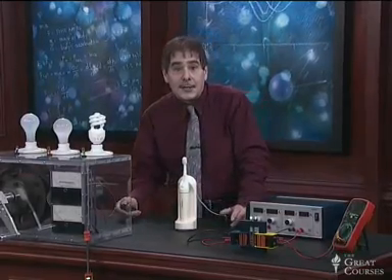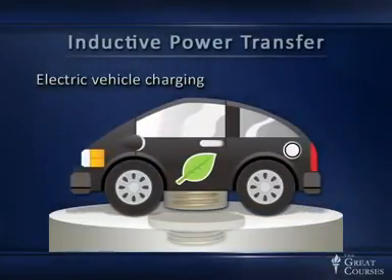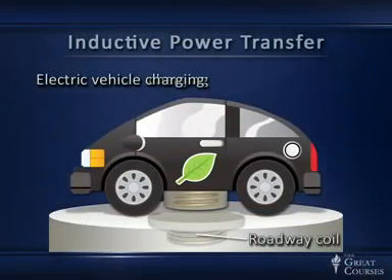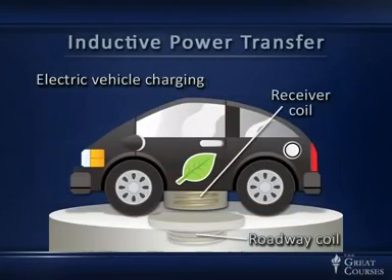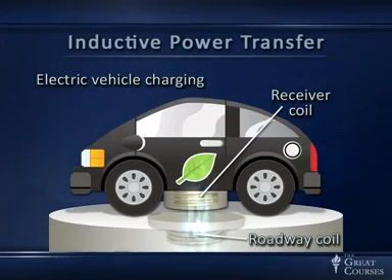Another example is a proposed charging system for electric vehicles. And you see an example here in which a vehicle is sitting over a coil in the roadway, and there's a coil in the vehicle, and that coil in the roadway is making changing magnetic flux in the coil in the vehicle, and that's making electric currents that are going in to charge the vehicle's battery. This is an experimental system.